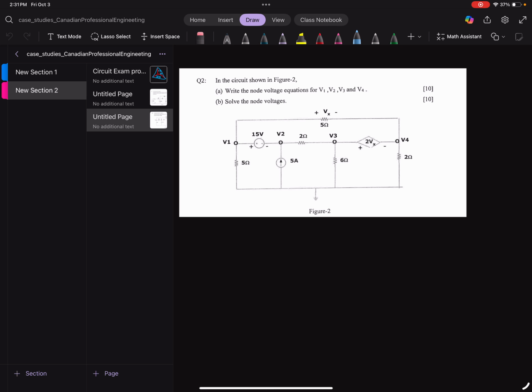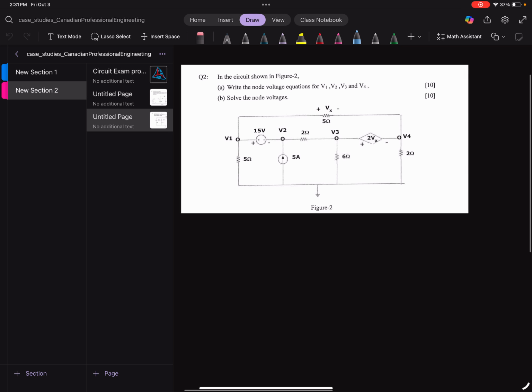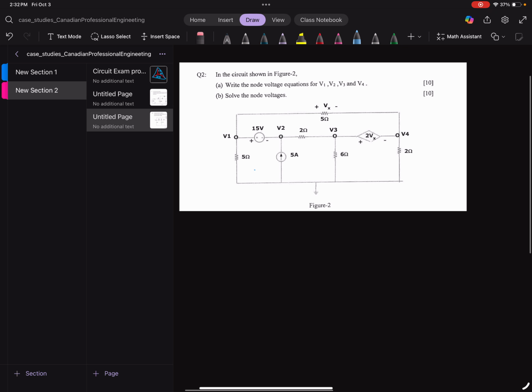Usually you want to start from the left side of the circuit, and within the loops you can write, as I said, KCL or KVL. Since we have a mix of everything here, I would suggest just starting with one. Right now I want to write, we can actually, let's look at it here.